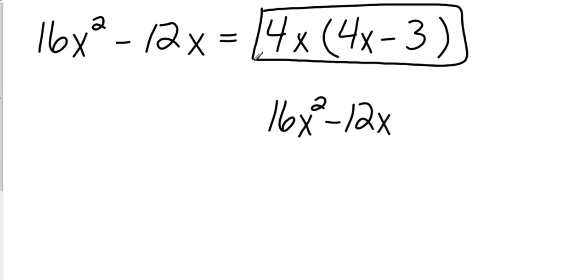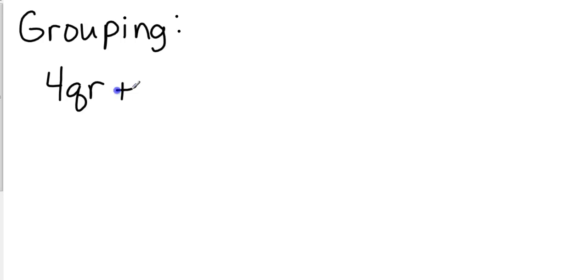Now we've got some that's called factoring by grouping. All right, so this is going to be grouping. This is going to be example number 2 on page 477. I've got 4qr plus 8r plus 3q and then plus 6. Now, what you will notice is all four of these don't have something in common.